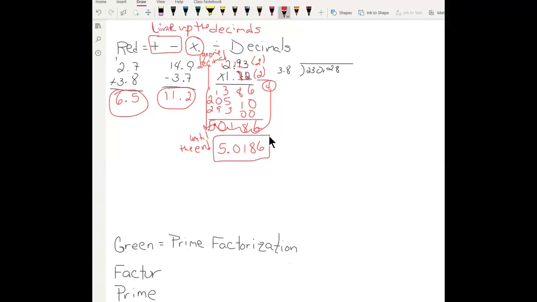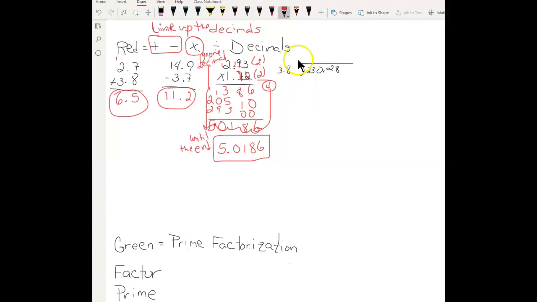That's all there is. You just multiply and then stick the decimal in at the end. However many spaces you have after the decimal in each one, you add those up. There's your answer. Division. Again, we're back to division.